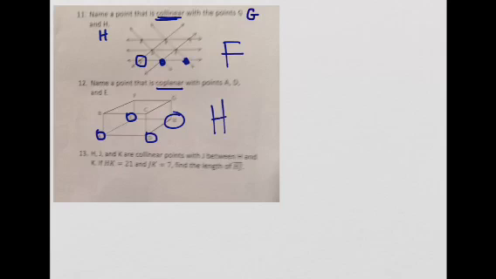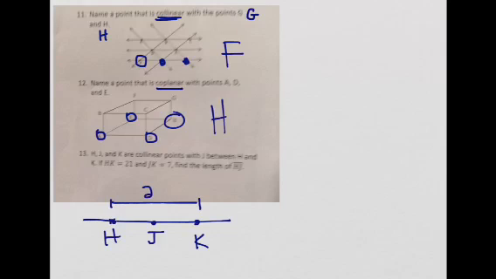Okay. Now, number 13. H, J, and K are collinear points. So I've got one here, one here, one here, with J between H and K. That's important that you put them in the right order. If HK, from here to here, is 21, and JK is 7, find the length of HJ. They're asking for this one.